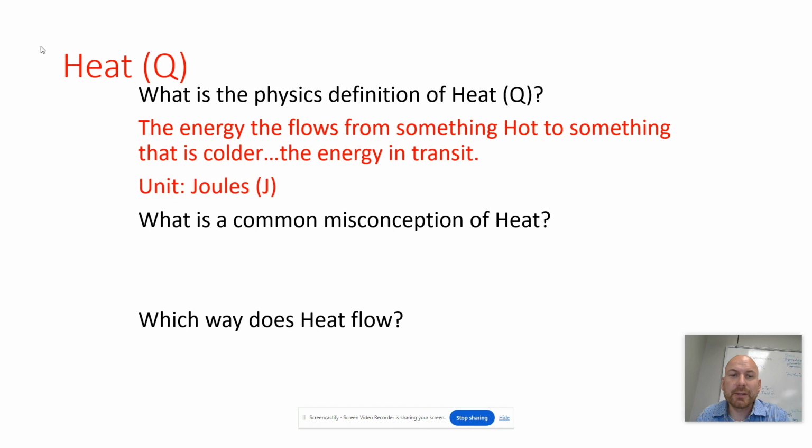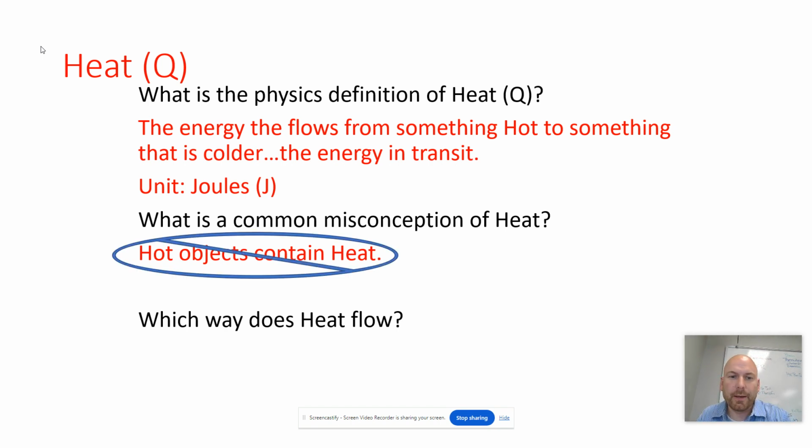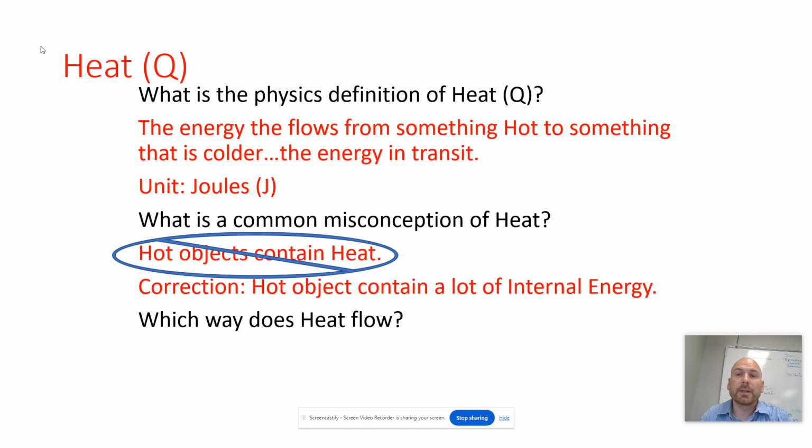Okay. Common misconception. The unit is joules. It's an energy. Okay. The common misconception is that hot objects have heat. Like, wow, that's really hot, it must have a lot of heat. Nope, definitely not. So, correction: a hot object contains a lot of internal energy, which we'll talk about here momentarily.